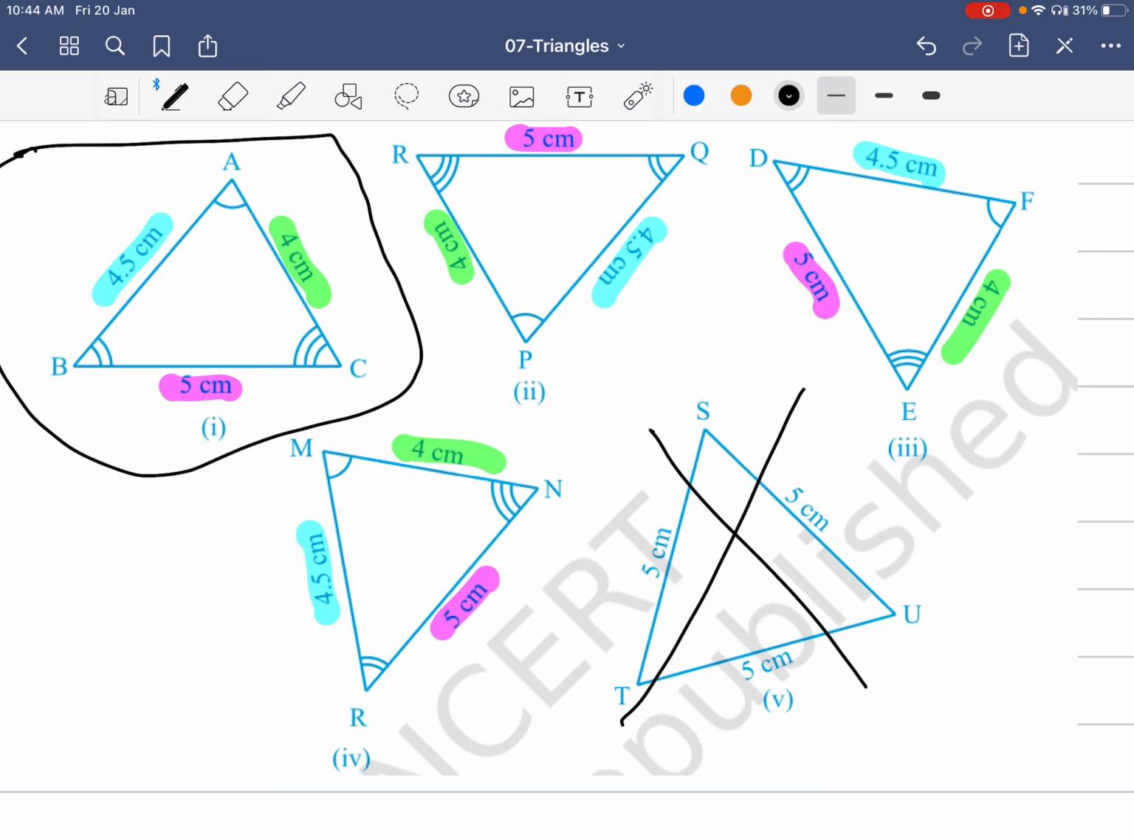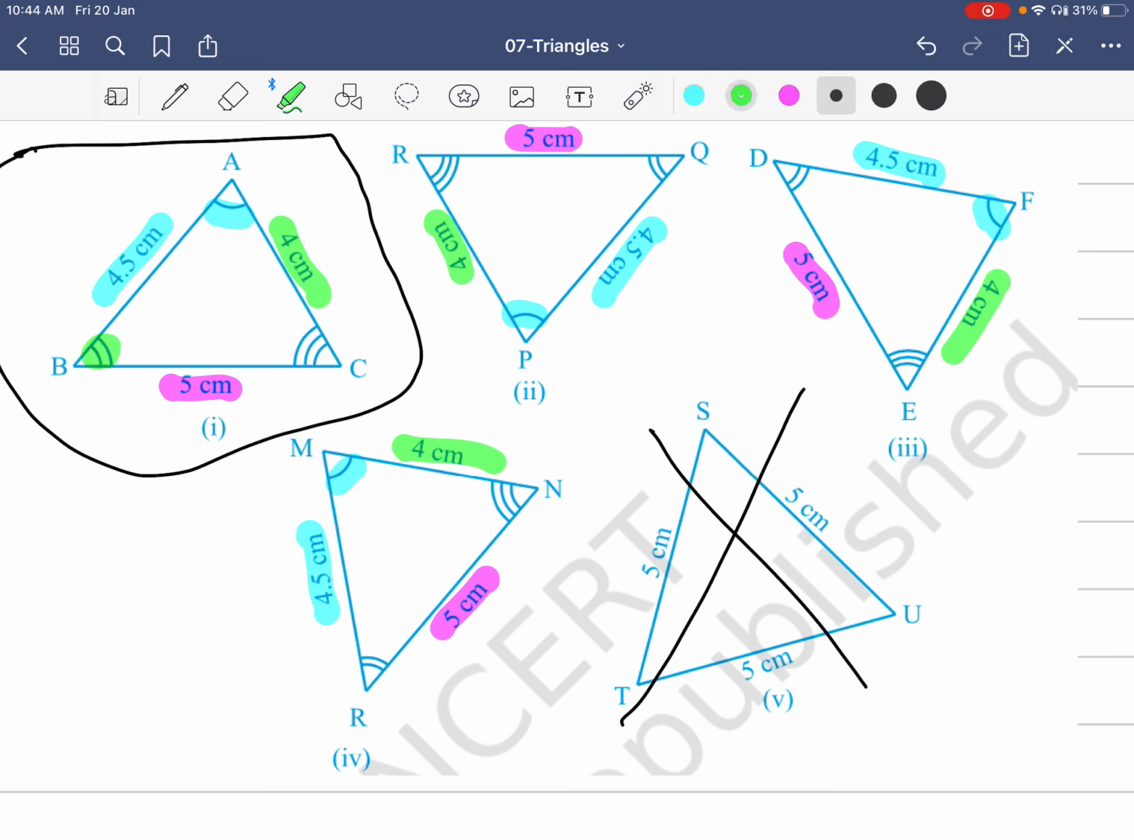Okay, so let us begin. So A has a single line here. So this also has a single line: angle P, angle F, and angle M. So all the three have equal measure. So the measure of angle A, which is denoted by a single line, is equal to angle P, angle F, and angle M.